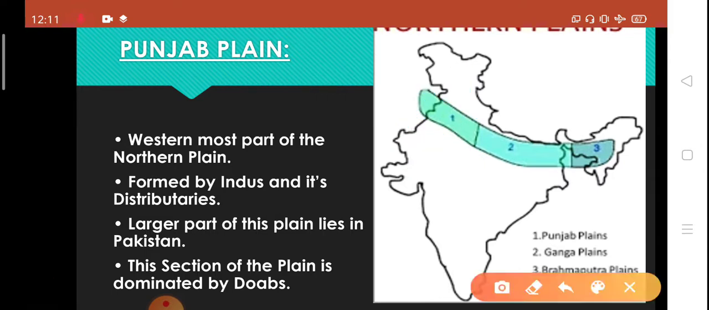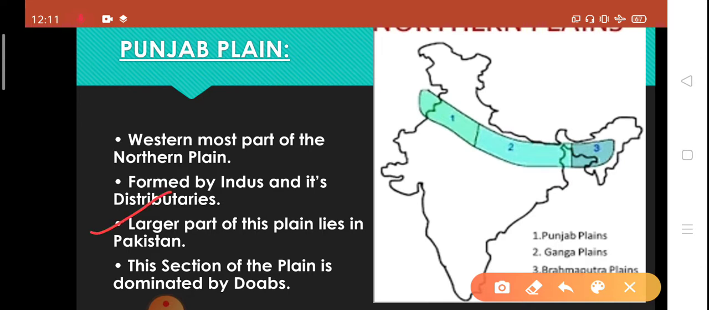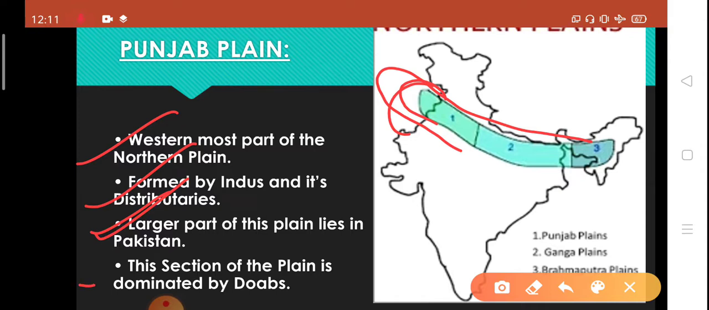Okay, so now we are going to talk about the third point. We have already covered the first and the second. The third part says the larger part of this plain lies in Pakistan. That means most of this plain lies in Pakistan. The northern plains are not only this much, it is a very big area, but we have only covered the Indian part, right? So most of this plain lies in Pakistan. The last point says this section of the plain is dominated by doabs.